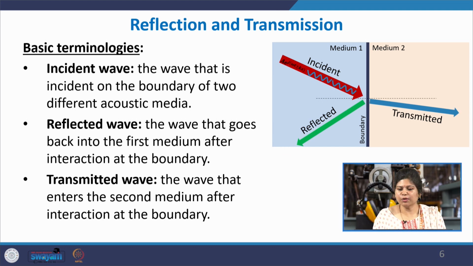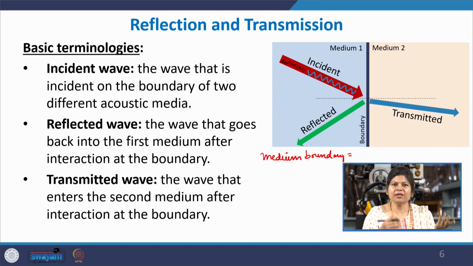So, the basic terminology here is that a wave is incident on a medium boundary. What do you mean by the medium boundary? Very simple, the boundary between medium 1 and 2.